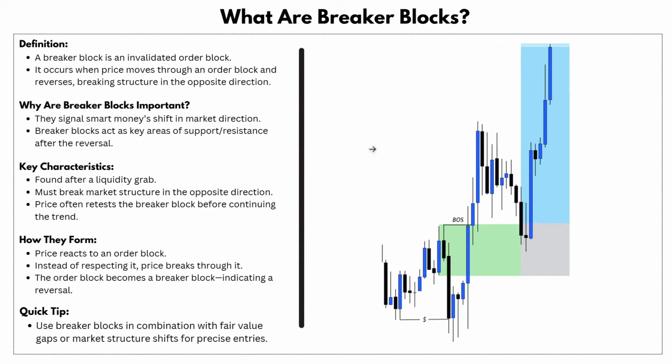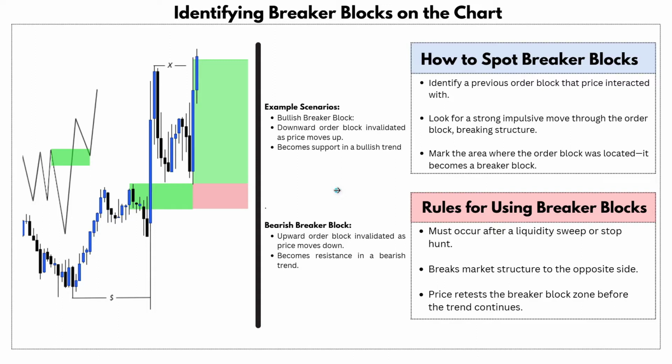A quick tip is to use breaker blocks in combination with fair value gaps or market structure shifts for precise entry. As you can see, there was a fair value gap aligned with this breaker block right here. This right here is what we call a unicorn model. It is extremely powerful. Now let's get into identifying breaker blocks on the chart.